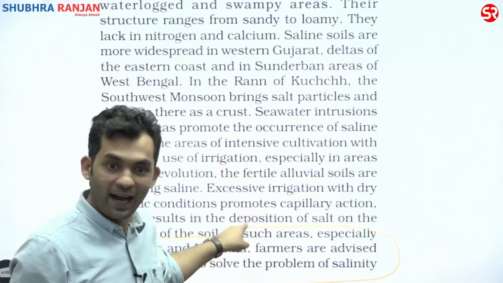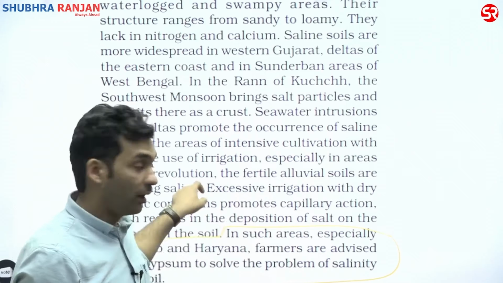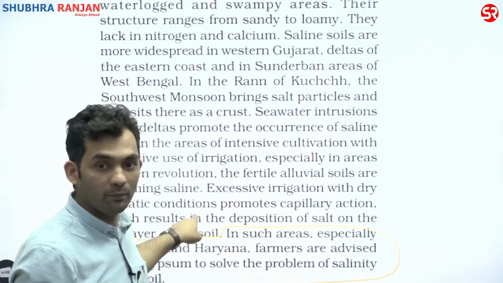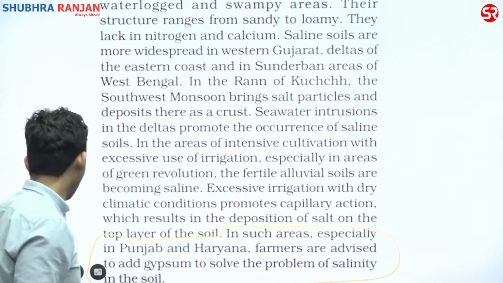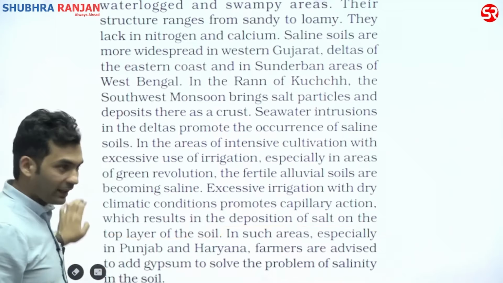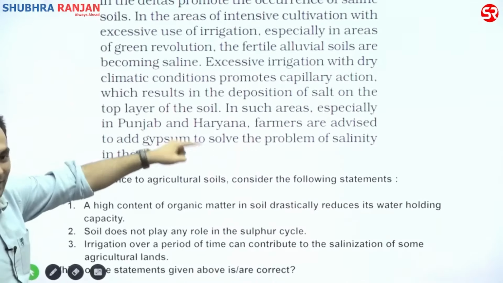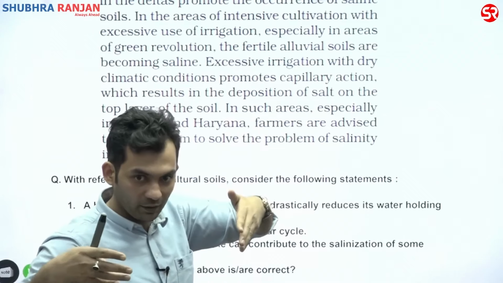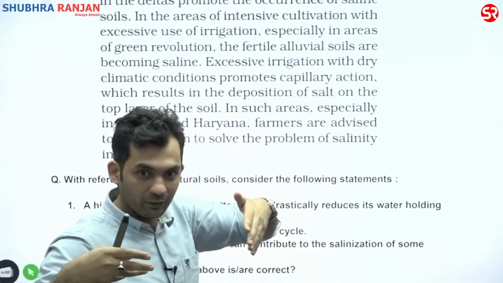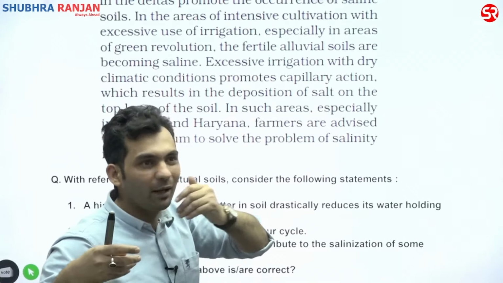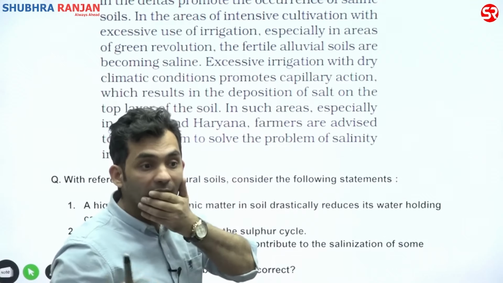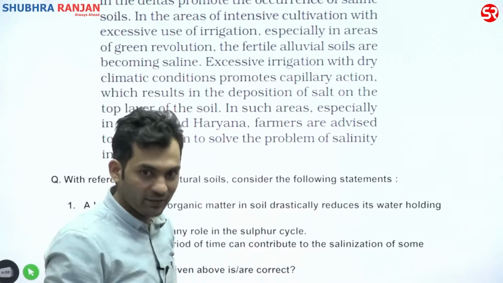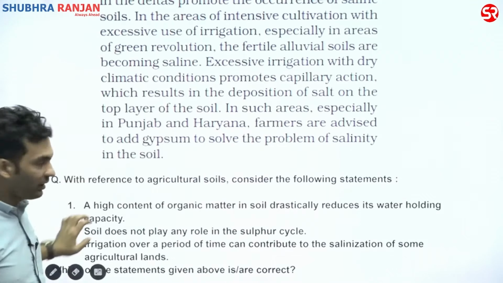Yes, it is added for the salinity problem, not for the water issue. Make sense? Is that clear? It is written in NCERT. In 11th to 12th class, there are 4 or 5 types of soils given: alkaline, montane, black soil, alluvial. It is mentioned there.